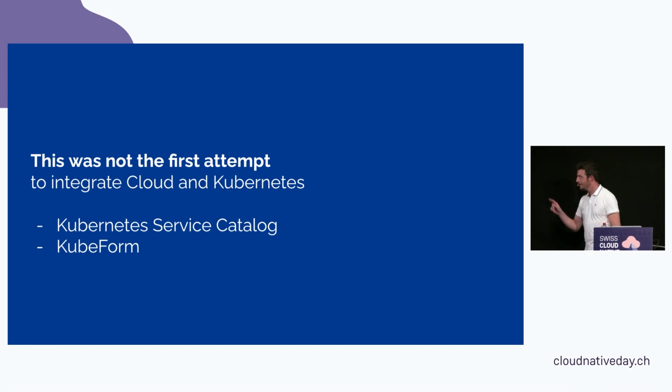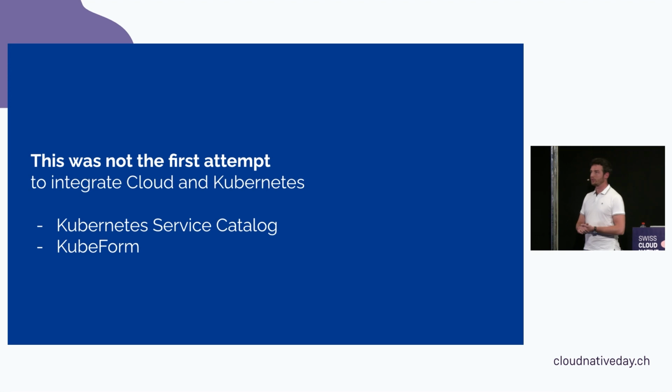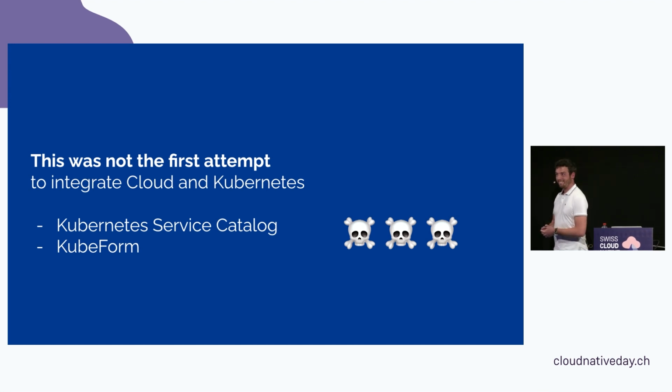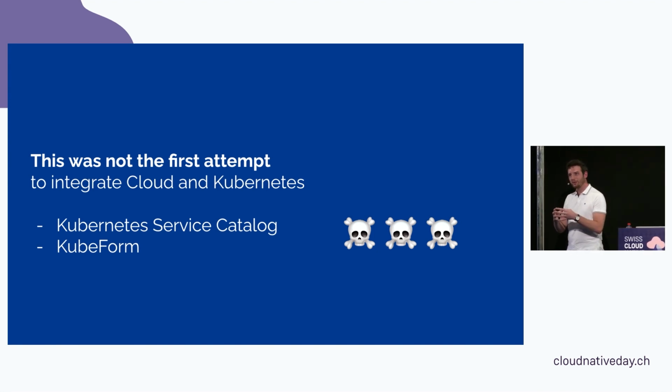One thing you should know is that this was not the first attempt to integrate cloud and Kubernetes, to manage infrastructure using Kubernetes resources. There were two projects, the Kubernetes Service Catalog and Kubeform, that attempted that some years ago. How many of you are familiar with these two projects? Can you quickly raise your hand? One person, two people? That's because they're dead. They never saw the light of day, really. I mean, they saw the light of day, but they never managed to break through the paradigm shift. They never managed to get the critical mass to make this technology a reality, really.